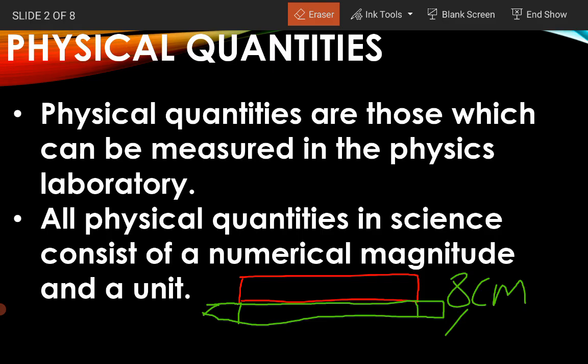The 8 in this case is the number which we are talking about, and the centimeters is the what? The unit. So any quantity that you measure in the lab must have these two parts: the number, which is called numerical magnitude. Numerical magnitude means number. If any of the parts is missing, then it doesn't make any sense at all.